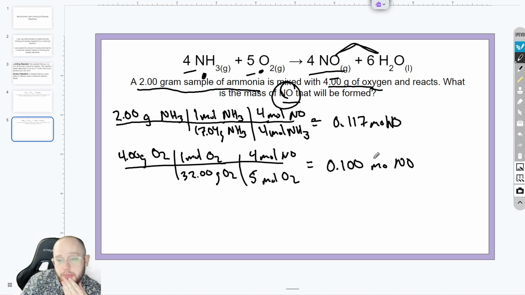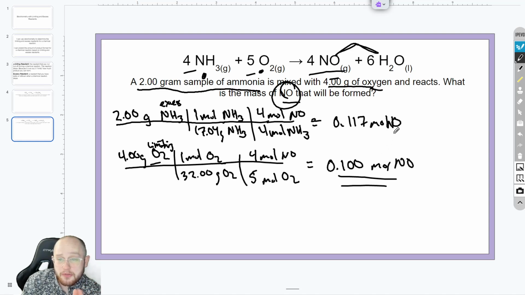So now I do the comparison part. Remember, the limiting reactant or limiting reagent limits how much you could form. So it causes you to form the smaller number, which means O2 in this case is limiting. And NH3 is excess. The limiting determines how much product you could form. So I know 0.100 moles of nitrogen monoxide will be formed.